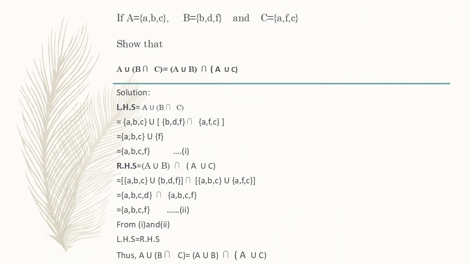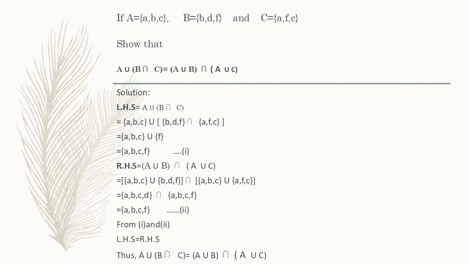Next question: if A is equal to {A, B, C}, B is equal to {B, D, F} and C is equal to {A, F, C}. Here we can see that the alphabets are the members of the sets. Show that A union (B intersection C) equals (A union B) intersection (A union C).